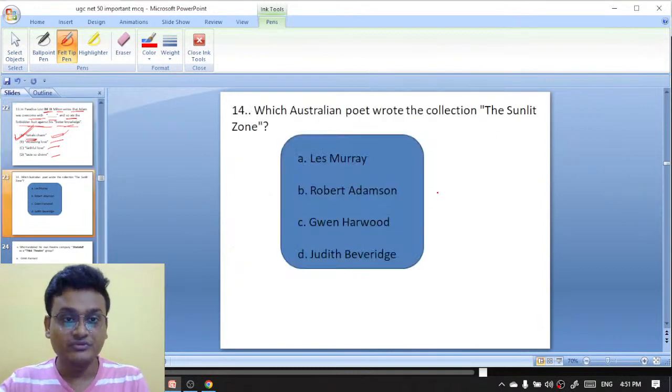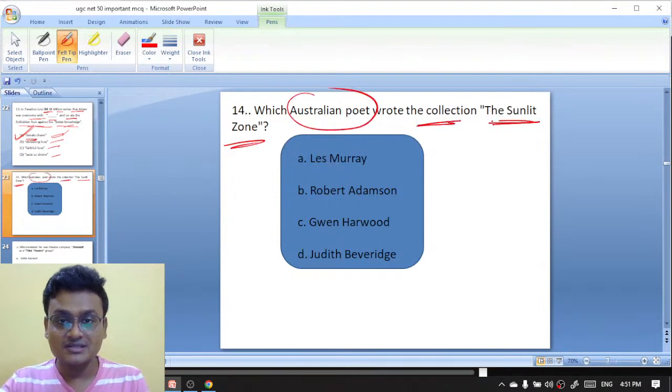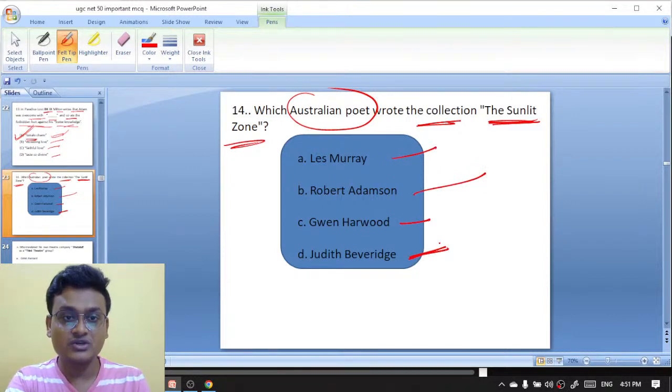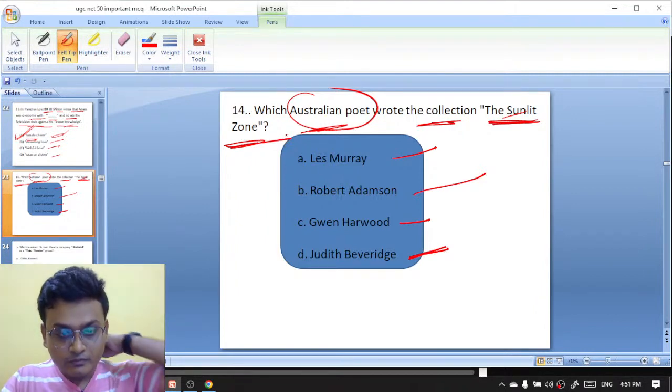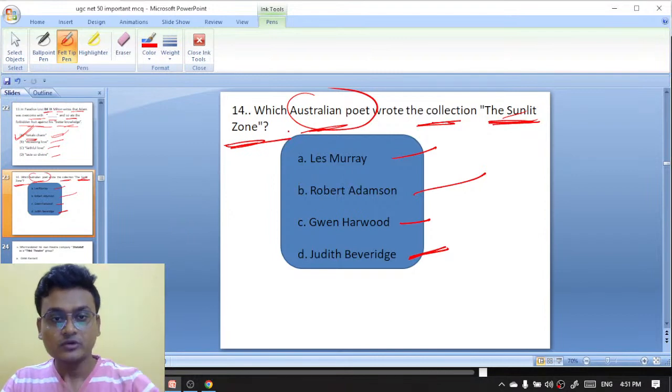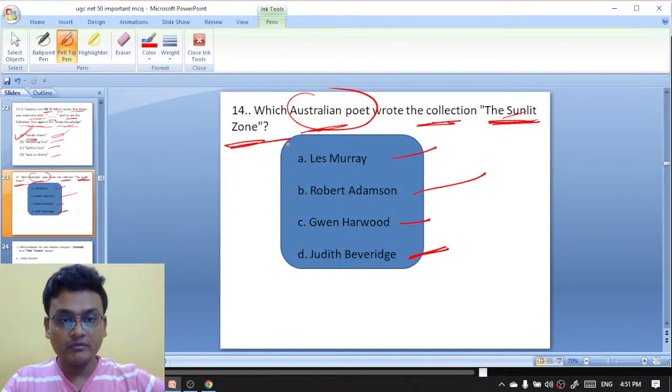Which Australian poet wrote the collection The Sunlit Zone? Les Murray, Robert Adamson, Ben Hardwood, or Judith Beveridge? It's given in the quiz section. What would be the right answer here?